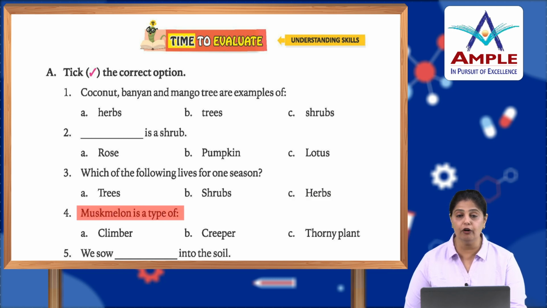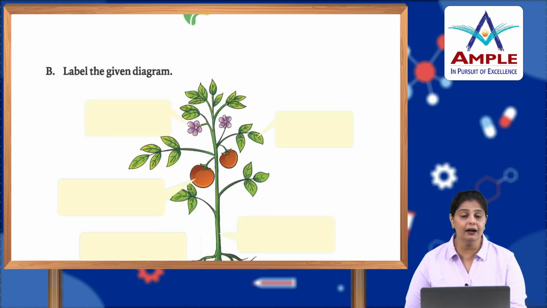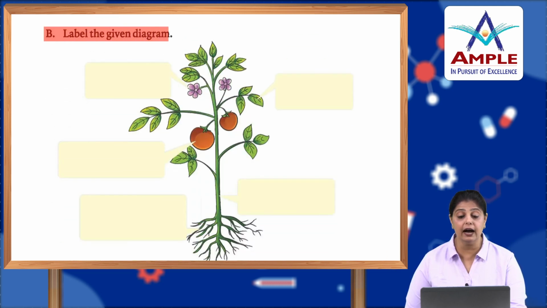Muskmelon is a type of climber, creeper or thorny plant. It is a creeper. We sow dash into the soil. Sapling, plant or seed, we sow seed. Dash is the fleshy part of the plant. Fruit, flower or leaf, it is the fruit. Now, we already know the different parts. You have to label the given diagram.